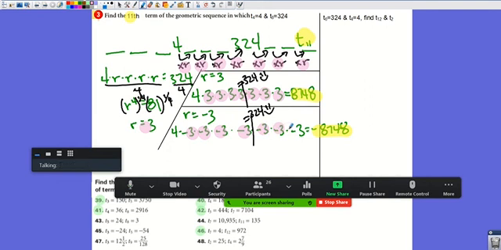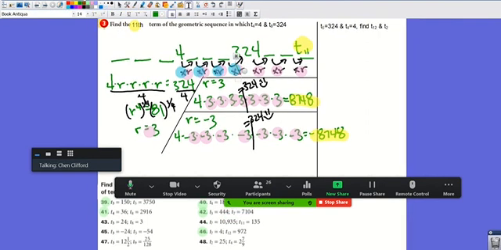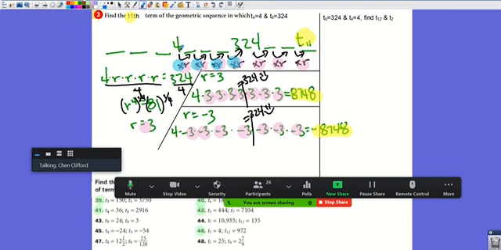Now the last part, the only new part, is just a check. You're basically doing a quick check. I'll throw in my blue highlights, my double blues. If you multiply by r 4 times, r times r times r times r in blue, you should get 324. Let's check that. 4 times 3 times 3 times 3 times 3. Does it equal 324? A smiley face, it does.